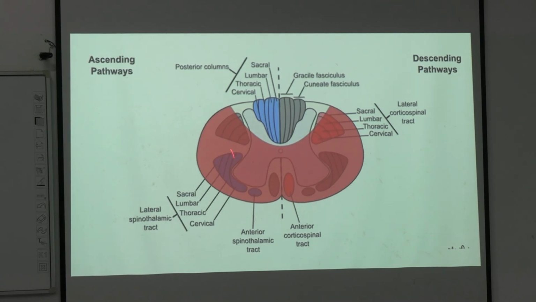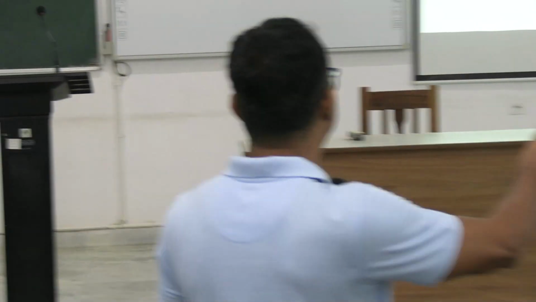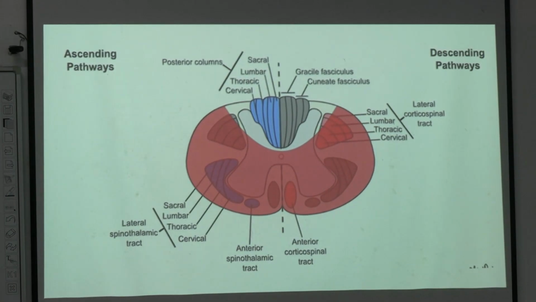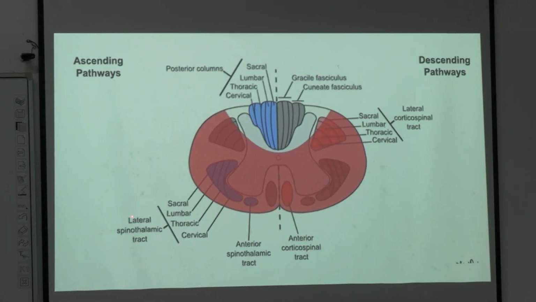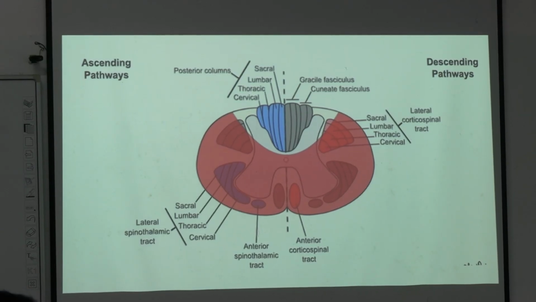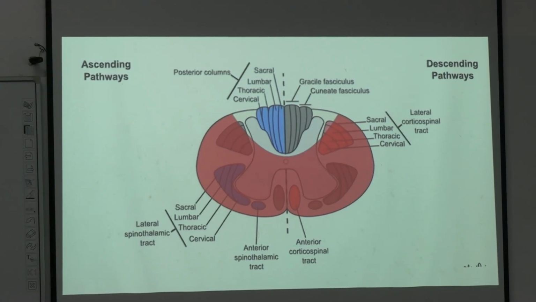And here is the lateral spinothalamic tract. Spinothalamic tract actually divides into two, lateral spinothalamic tract and anterior spinothalamic tract, and here is the location of the lateral spinothalamic tract and here is the location of the anterior spinothalamic tract. The majority is the lateral spinothalamic tract, which is almost 80%. 80% is lateral spinothalamic tract and only 20% is anterior spinothalamic tract, correct?